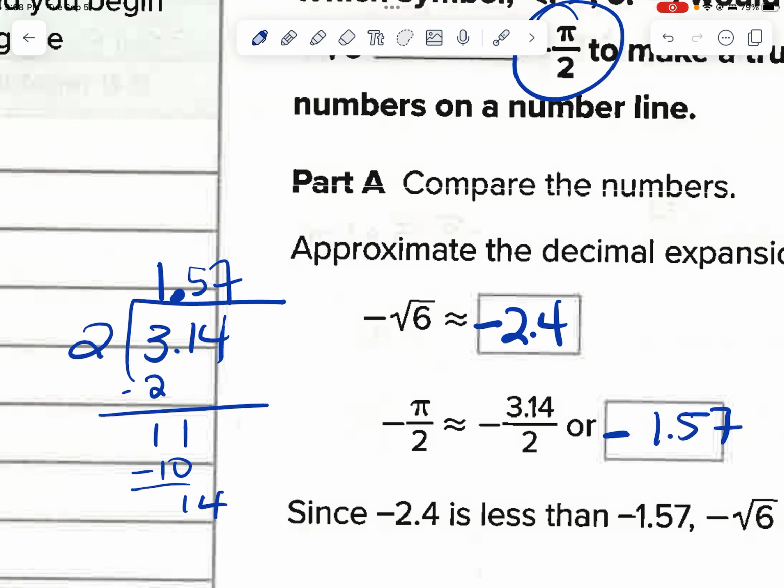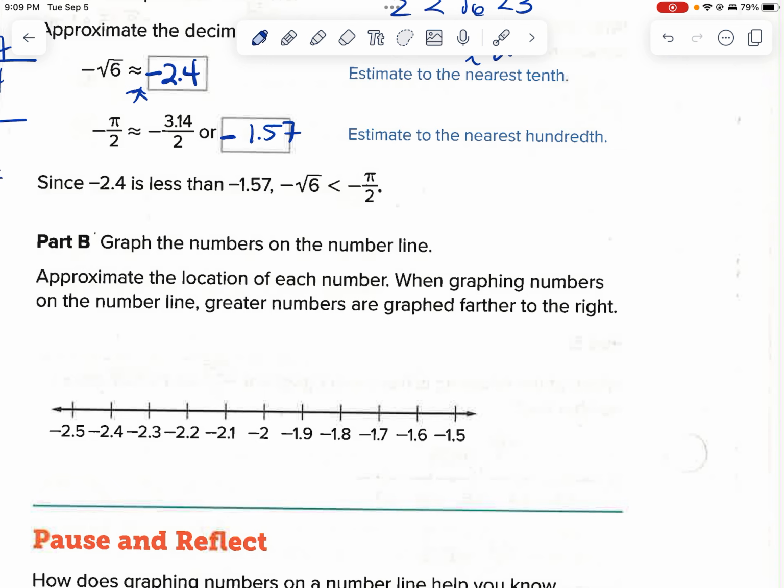So when I look at that, remember that when it's a negative number, it's further away from 0. So negative 2.4 is approximately here. That's the negative square root of 6. Then 1.57 is going to be probably here. So that's negative pi over 2.